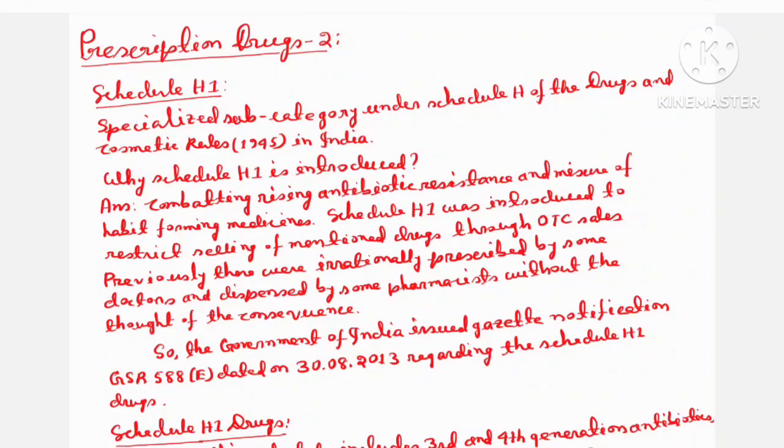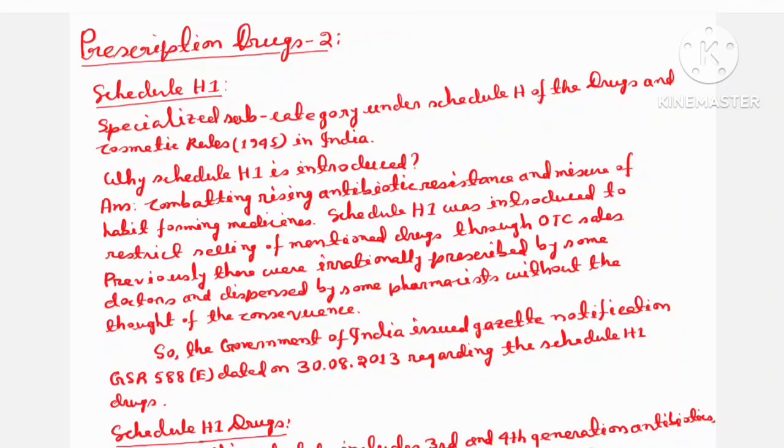In my last video, I discussed the Schedule H drugs according to the Indian Drugs and Cosmetics Rules 1945. Today I'll discuss Schedule H1 and the drugs belonging to this category. Schedule H1 is a specialized subcategory under Schedule H of the Drugs and Cosmetics Rules 1945 in India.